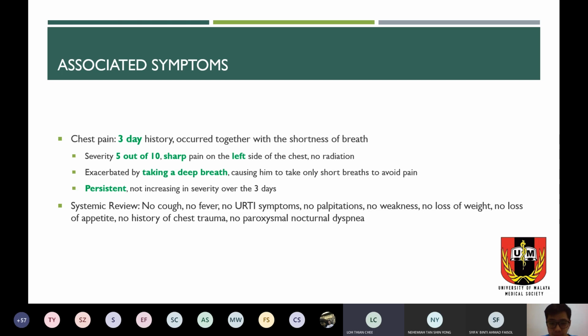Okay, if you ask me, I would like to ask a few more questions regarding the chest pain. Is this the first time you had that kind of chest pain? Yes, the first time. Never had left-sided chest pain before? No. Okay. So the chest pain occurred together with the shortness of breath. So you are trying to tell me that the chest pain was also sudden onset. Yes, sudden too.